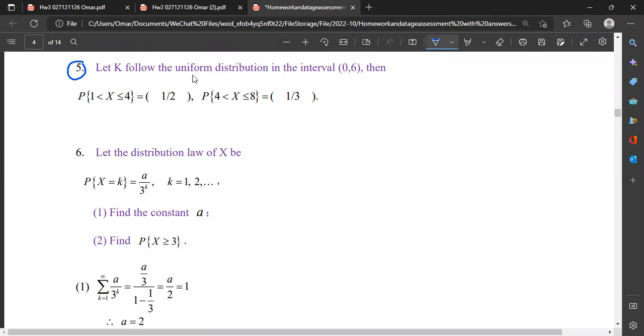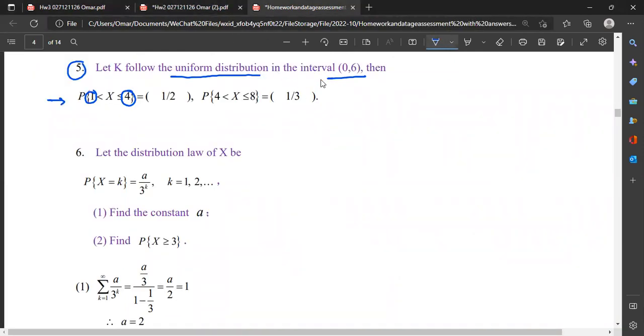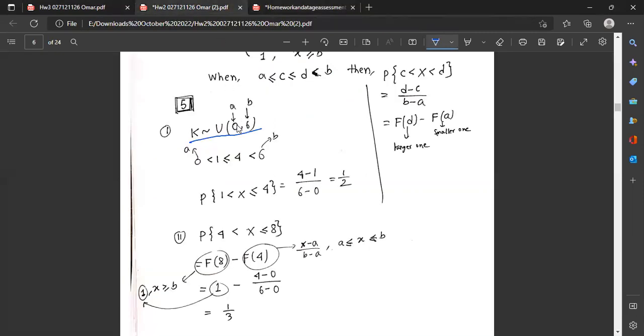So let K follow the uniform distribution. Here is the uniform distribution in the interval 0, 6. Then we have to find the probability of X is greater than 1 and less than or equal to 4. So we have a uniform distribution K that follows this uniform distribution 0 and 6. As you see here, the interval is 0, 6, right? So we write it this way.